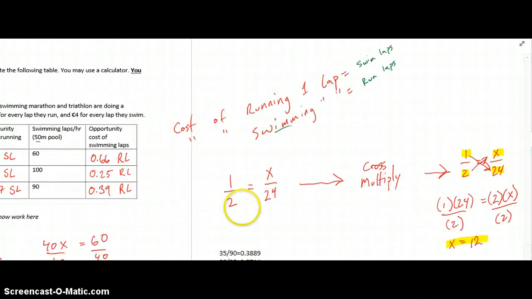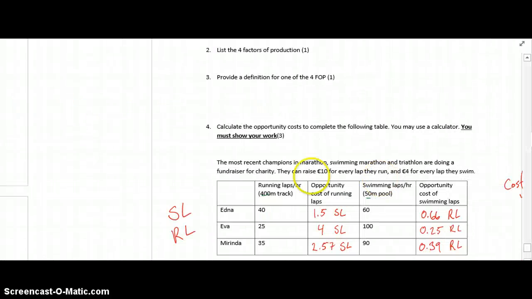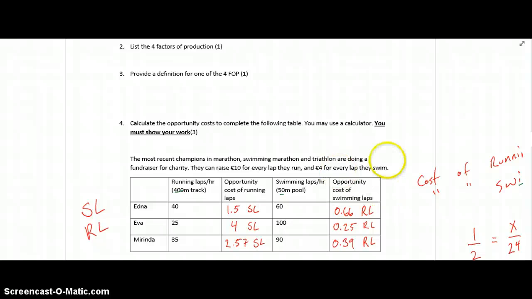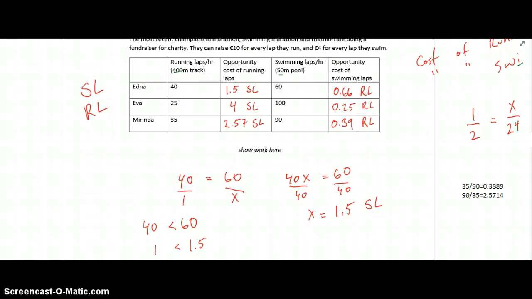I say that because many of you, all of those that I told you switched your division, basically you set up your ratio wrong. So let's look at Edna. We're saying that she can run 40 or swim 60. So we're saying that 40 is equal to 60. Now again, don't go tell your math teachers that, but we're saying that in 1 hour she can run 40 or swim 60. Therefore, both of these are equal to an hour's worth of effort.